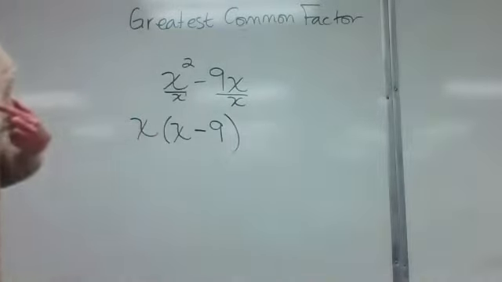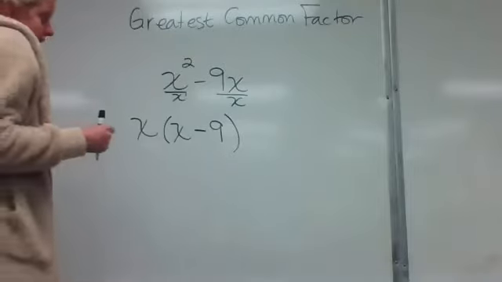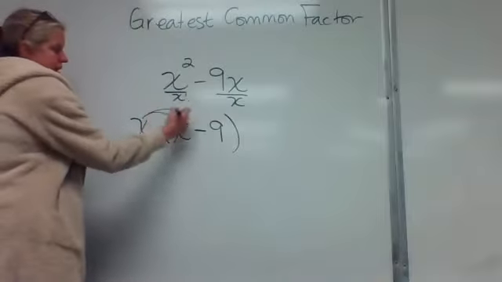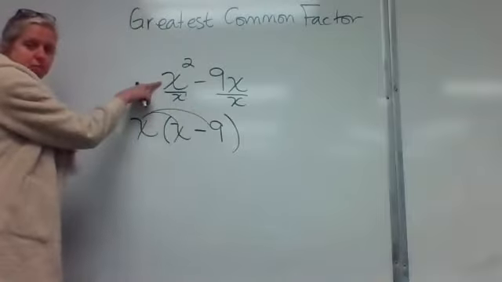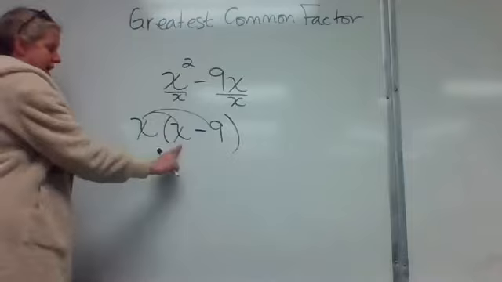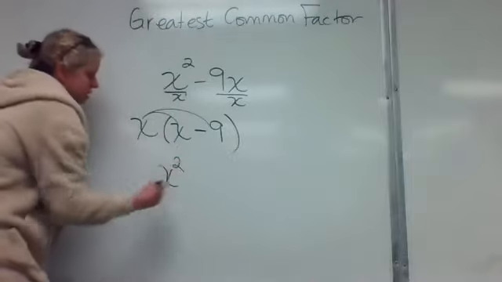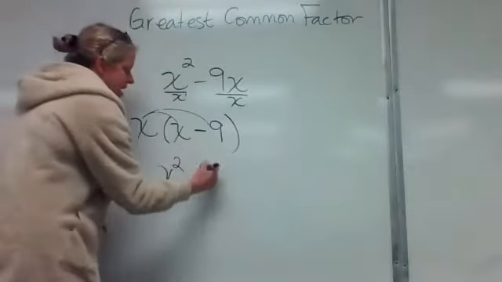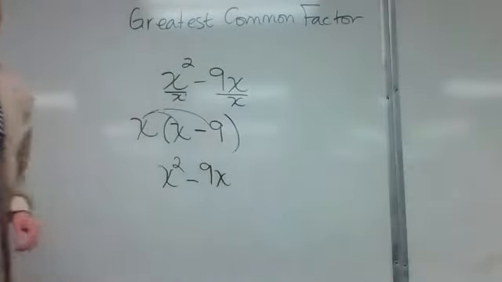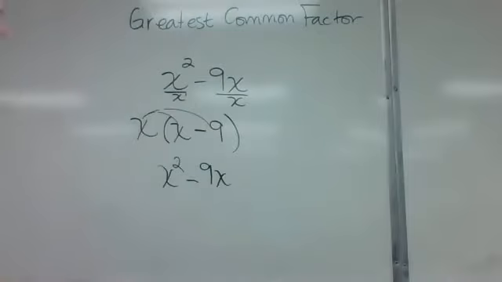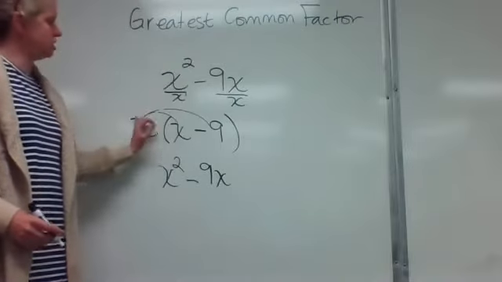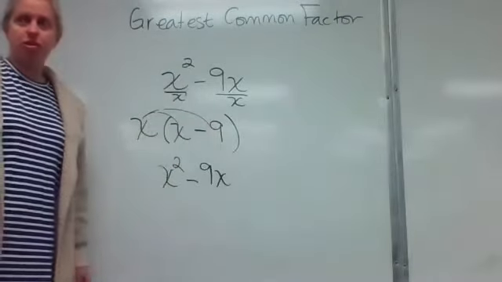So just to show that, to check it, you could say, okay, I'm going to distribute this x back through, and it should take me back to my original problem. X times x gives me x squared, minus x times 9 is 9x. Okay, so that's how you go back and forth between the two. This is the factoring part. And then if you wanted to check it, you would just distribute it back through.